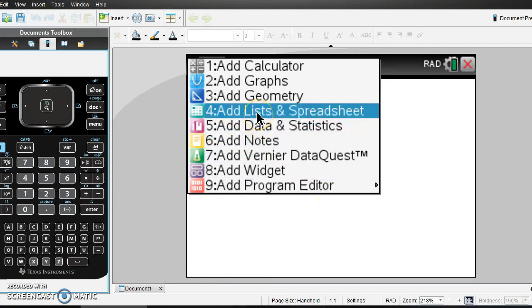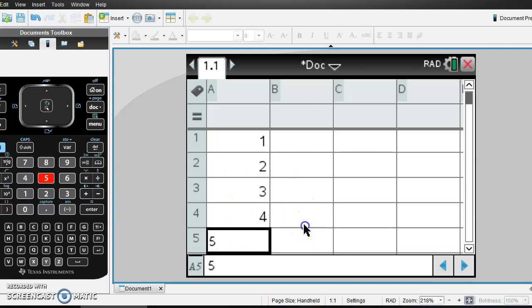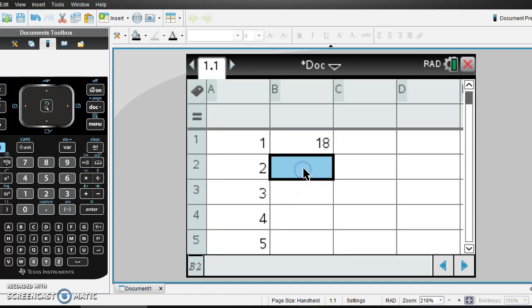So in your calculator, what I need you to do is go to add lists and spreadsheets, okay, which is this icon right here at the bottom of your screen, and you're going to end up in here. Then you're going to enter in all your x values. So these were my x values, and my y values are 18, 36, 72, 144, 288, okay.